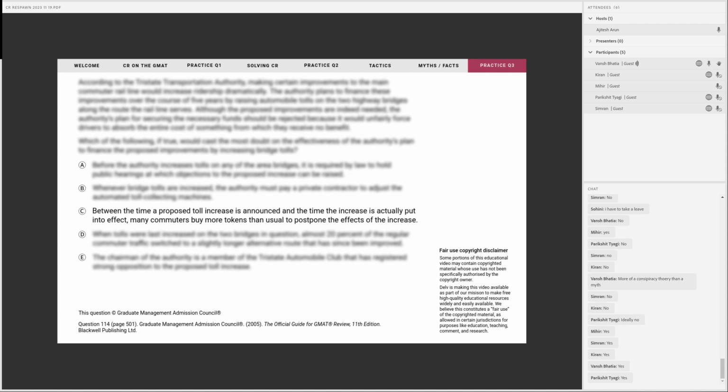Yeah. So in this particular option, I felt that the word "many, many commuters" was kind of undefined. Many could mean two commuters, many could mean millions of them. So that's why I felt that this option wouldn't be the ideal one. That's why I rejected it.